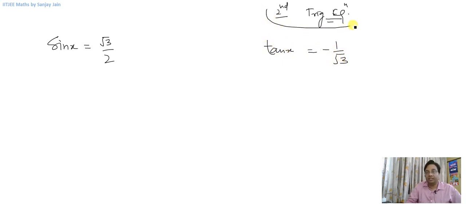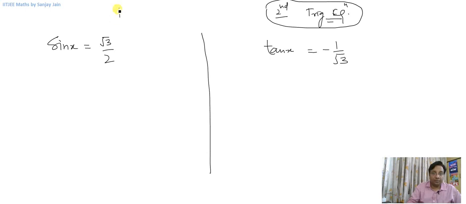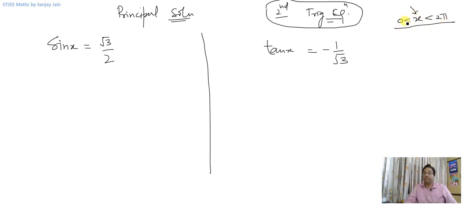What I am saying is, for a moment I want you to forget about the first lecture where we derived the general solutions and principal solutions, and focus on this only, right? So sine of x equal to root 3 by 2, tan of x equal to minus 1 by root 3. These are two separate questions, and I am looking for only the principal solutions. What are principal solutions? I am looking for values of x that lie between 0 and 2 pi. So x should be greater than or equal to 0 and less than 2 pi.